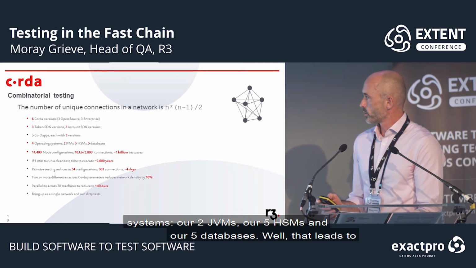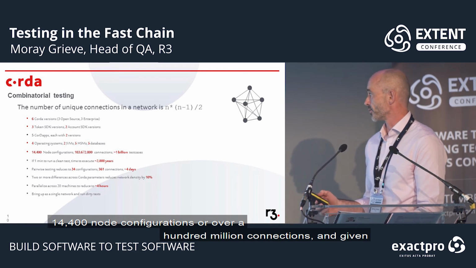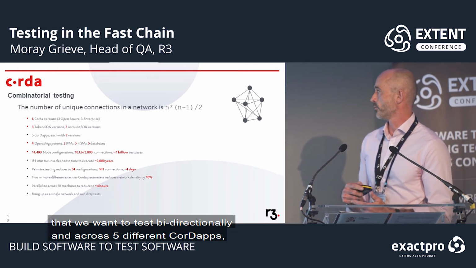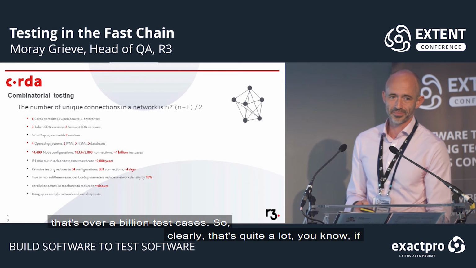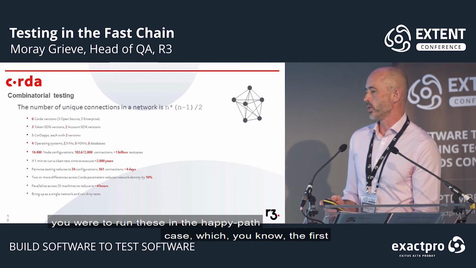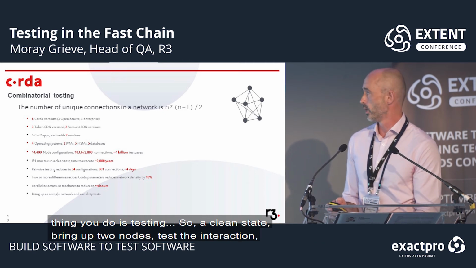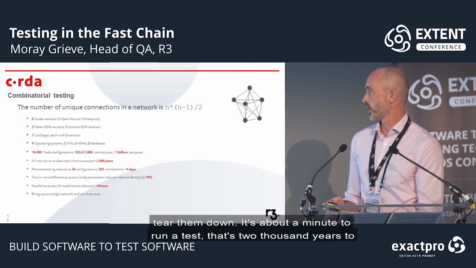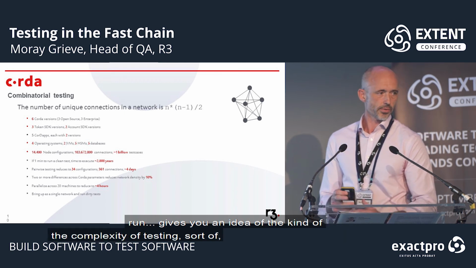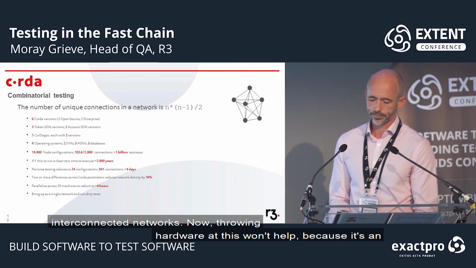Well, that leads to 14,400 node configurations, or over 100 million connections. And given that we want to test bidirectionally and across 5 different Corda apps, that's over 1 billion test cases. So clearly that's quite a lot. If you were to run these in the happy path case, which often is the first thing you do in testing, so a clean state, bring up 2 nodes, test the interaction, tear them down, it's about a minute to run a test. That's 2,000 years to run. So it gives you an idea of the complexity of testing interconnected networks.